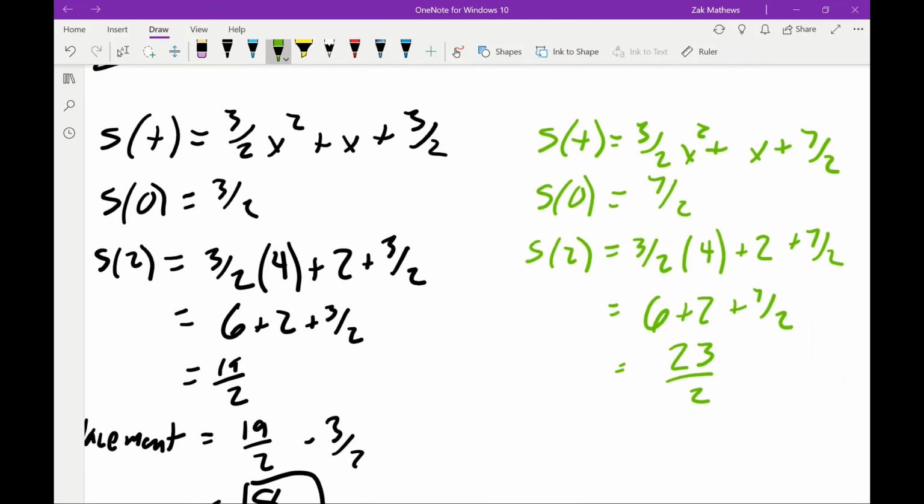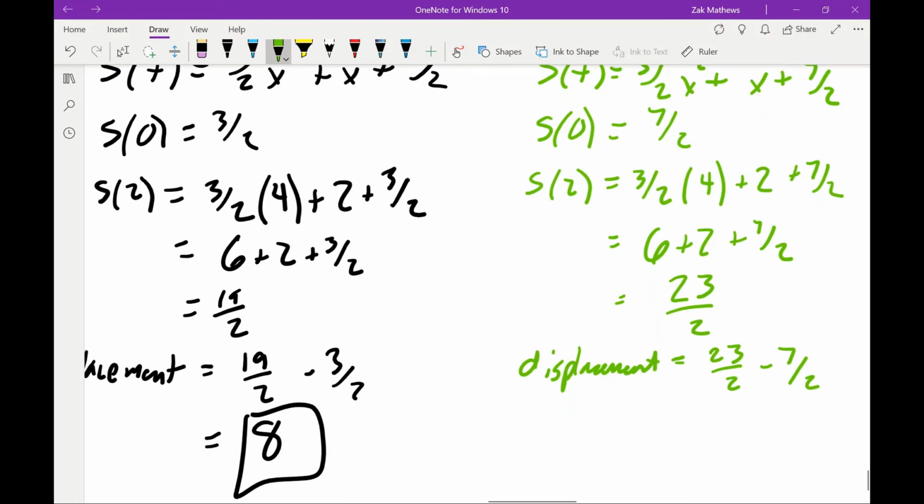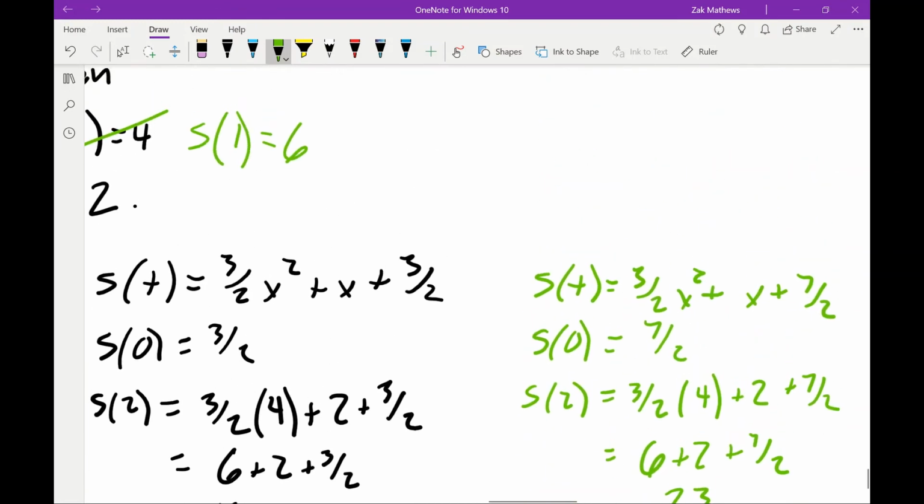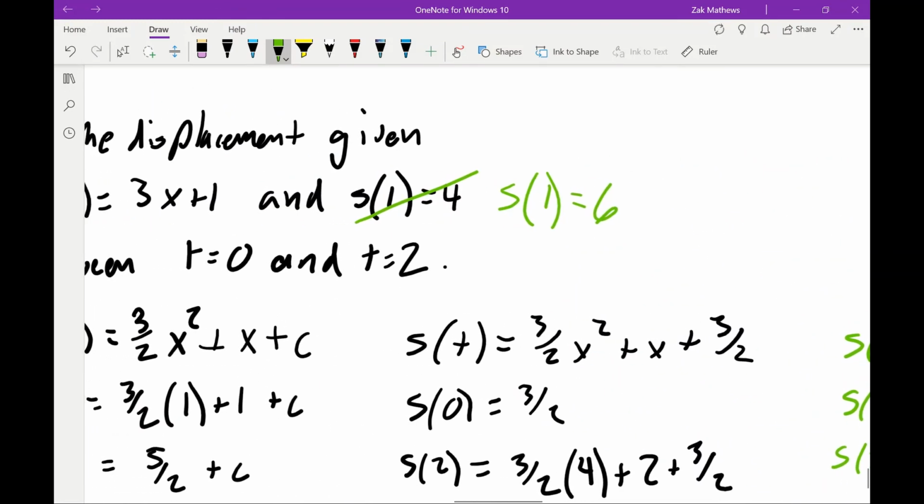And so if we want displacement, we are going to have the 23/2 minus the 7/2. And so 23 minus 7 is 16/2, which once again we get 8. It's kind of interesting. That's the same thing we got just a second ago. That would be kind of a weird coincidence, especially when I'm just choosing kind of random numbers here. I just chose random 1 and 6. Maybe we figured out what's happening already, but let's test it one more time.